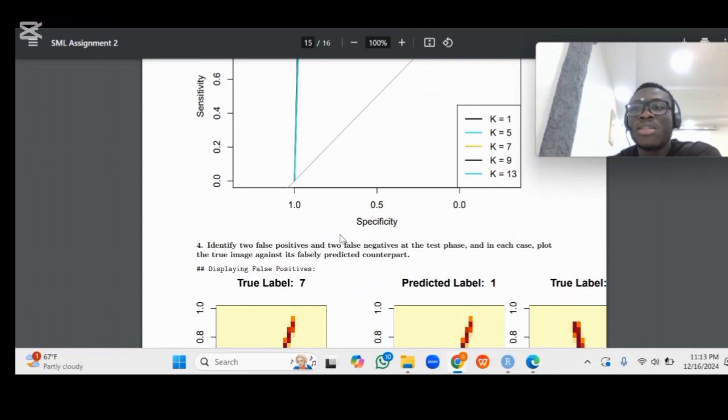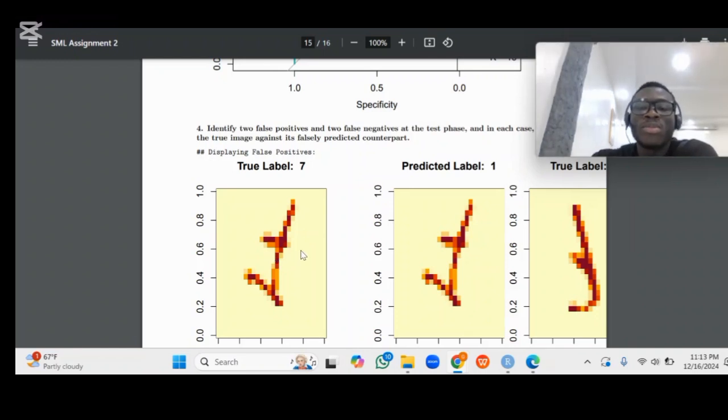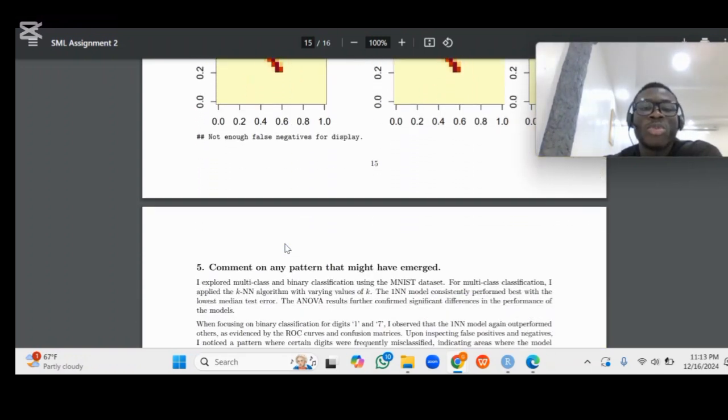And lastly, we showed our false positives, and we can see here that the label is 7. To the normal eye, the label is 7, but the machine was unable to predict it. It saw it as 1, which is a false positive.